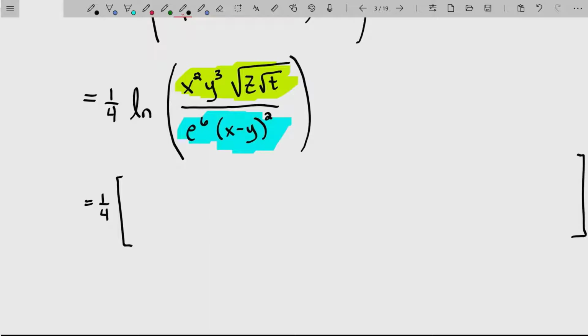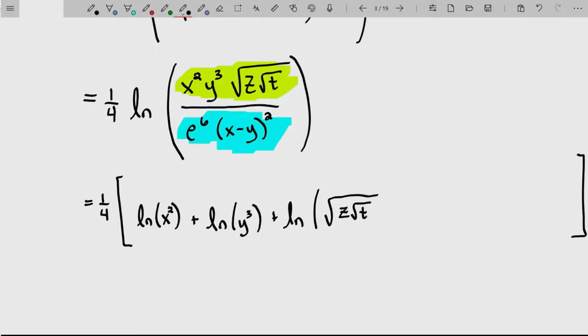So I look at that numerator and I say, okay, great. That's going to be the natural log of x squared plus the natural log of y cubed plus the natural log of the square root of z square root of t. And that is because it's a product of objects or factors in the numerator. So because they're in a numerator, they're all positive, positive, and positive. And then in the denominator, it'll all be subtractions. So I'll have a subtraction of the natural log of e to the 6th, and I'll have another subtraction of the natural log of the quantity x minus y and quantity squared.